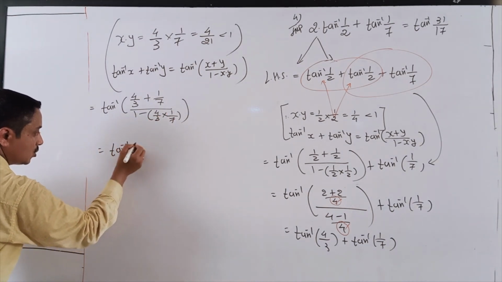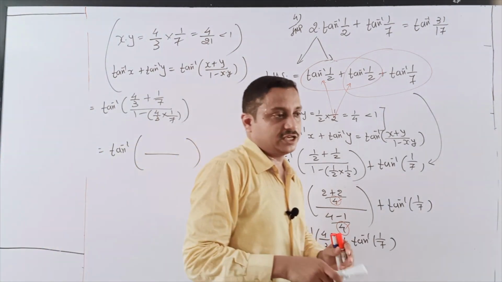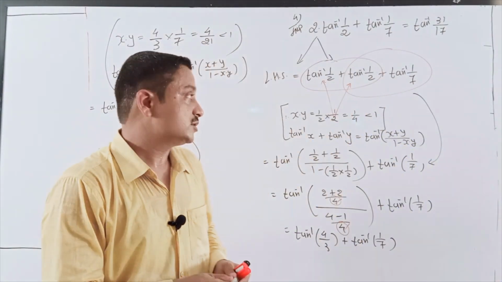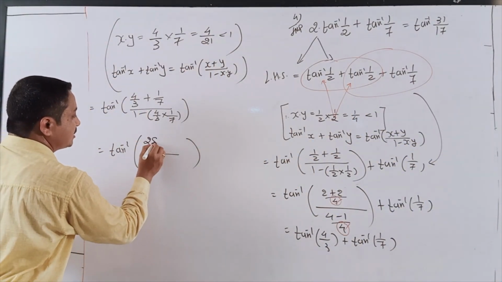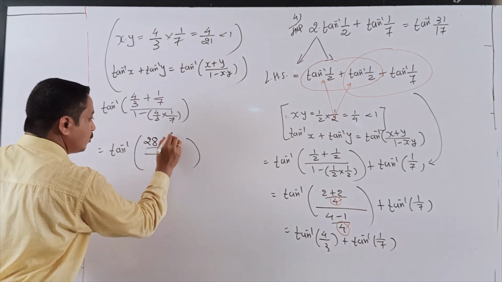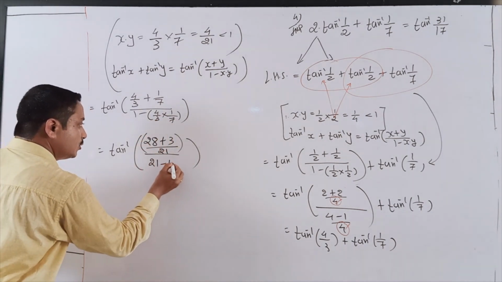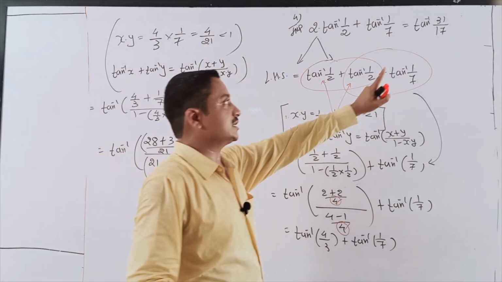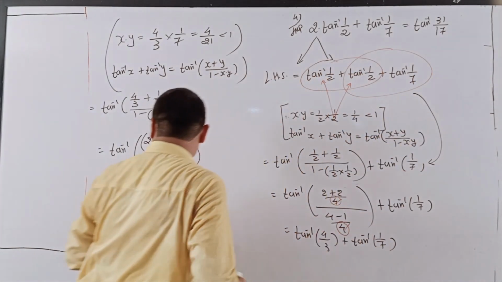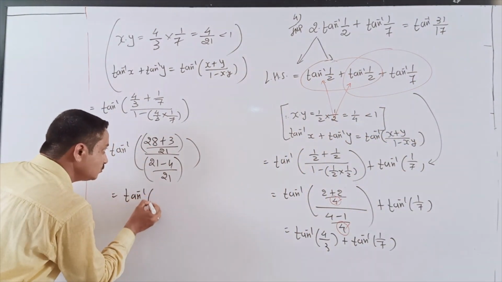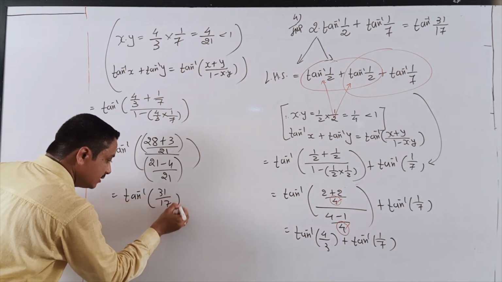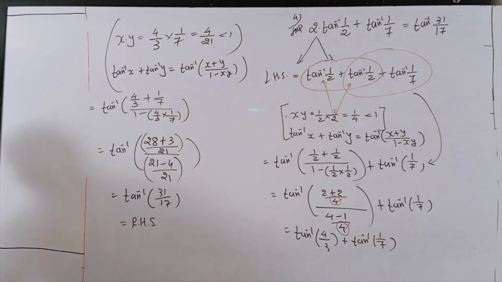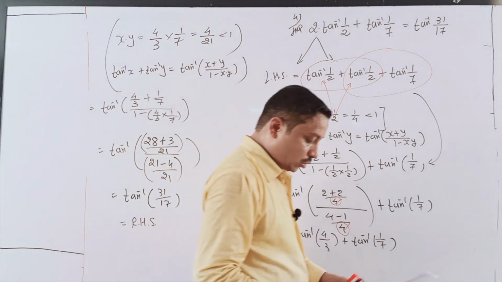Check out, what's your LCM? Yes, students, what is your LCM? 7 and 4, 3, total 21. So here 7 4s are 28, 3 1s are 3, by 21. Same here, 21 minus 4 by 21. 28 plus 3, 31, and 21 minus 4, 17, and 21 gone, and your sum is done, 31 by 17. So your tan inverse total 31/17. That's your RHS. Yes, happily done. In your question number 4, students, it is over.